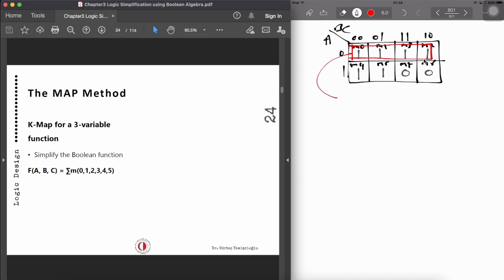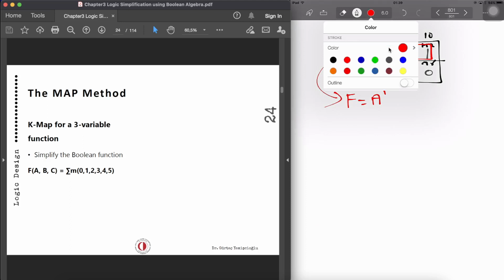Now let's find out what is changing and what is not changing. If you look at it, A is 0, and in this whole rectangle it stays 0. So we can say that A prime should definitely be there, as it is not changing. But when we look at BC, it's changing from 0, 0 to 0, 1, 0, 1 to 1, 1, 1, 1 to 1, 0, or it can be the other way around. So we don't write anything else. The first term is A prime.